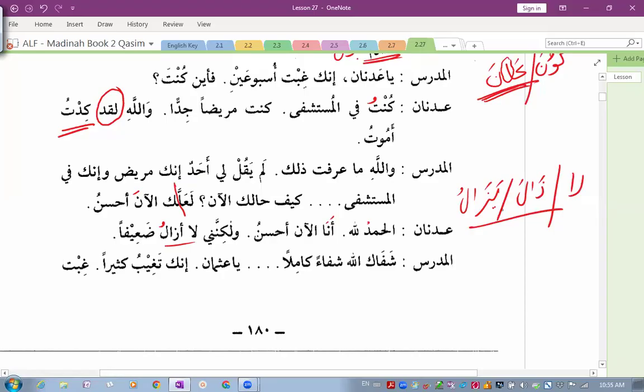Zala yazalu means zail hona. In Urdu we say zail. Yes, so zail ho gaya means to cease, and la yazalu means to continue. So la azalu, I continue to be weak, daifan, to be weak.